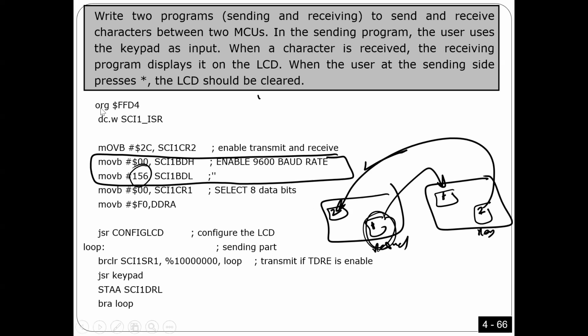Also, if you send any number, I have to see the number on the LCD of the other board. Also, if you send asterisk, it's gonna clear the other one. Okay. So again, very simple. So here, one keypad is gonna control the LCD of the other one. Okay. So here I should use either asterisk to clear the LCD or use a number to display the number. Is that okay?